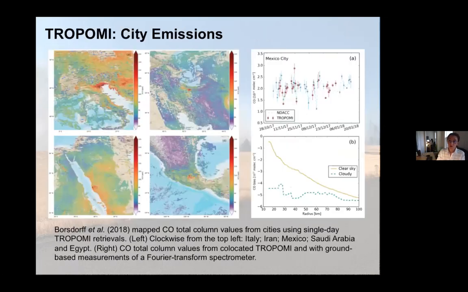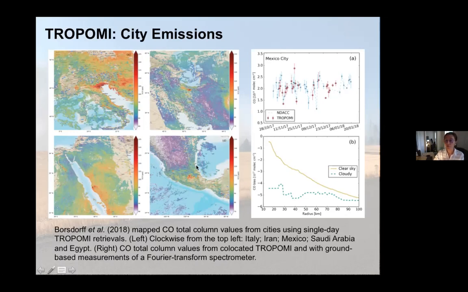Of course, now you can do that in one day. With TROPOMI, with a single pass, you can identify emissions from cities. And here are some examples: cities in northern Italy, in Egypt and Saudi Arabia, Mexico City, and this is over Iran, I think, yeah, Iran.